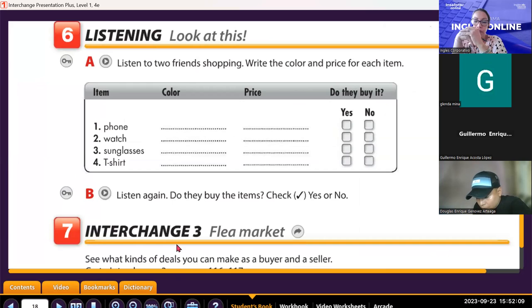Escribir item. Item se refiere al objeto. Tenemos cuatro objetos. A phone, watch, sunglasses, and a shirt. Then color and price. Do they buy it? Yes or no? I'm going to give you some time for you to write down the information and then we're going to continue.